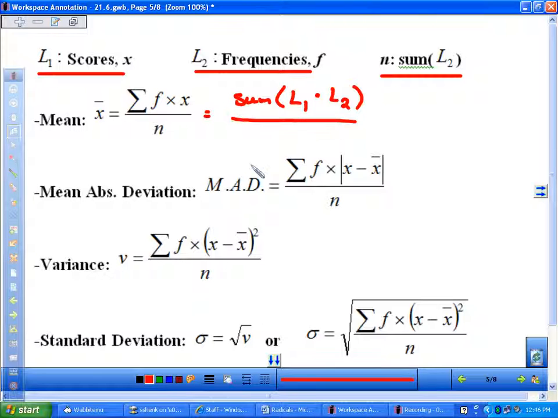That will tell us what all of our scores add up to. And then n, the total number of scores. How will we find the total number of scores? That's the sum of L2.